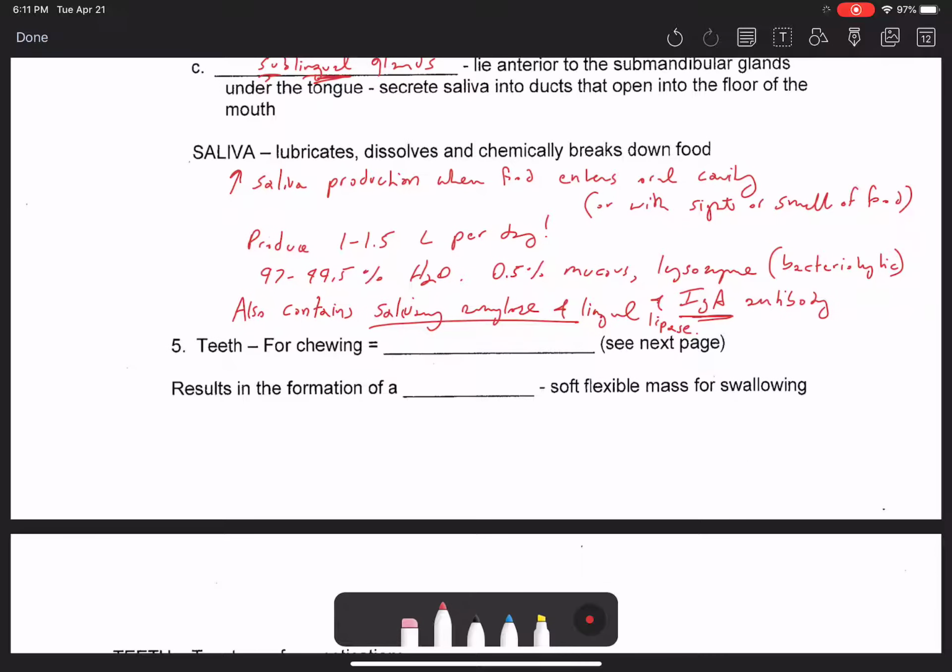So now let's talk about the teeth. Teeth are for chewing, otherwise known as mastication. As a result of mastication, what you have is this nice, soft, homogenized ball of food known as a bolus, a soft, flexible mass that's ideal for swallowing.